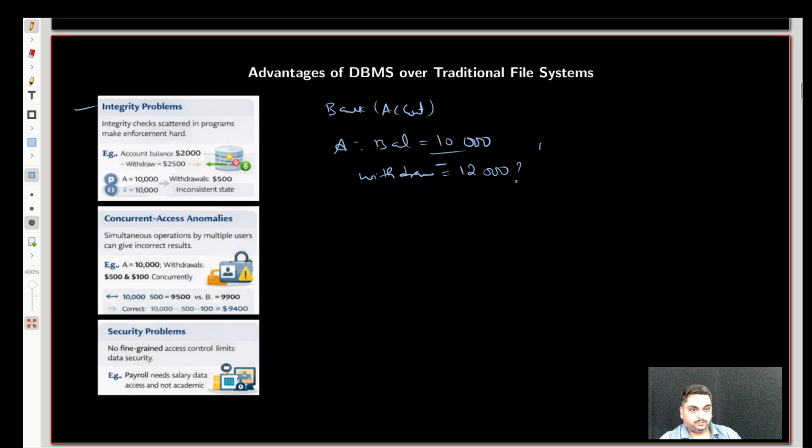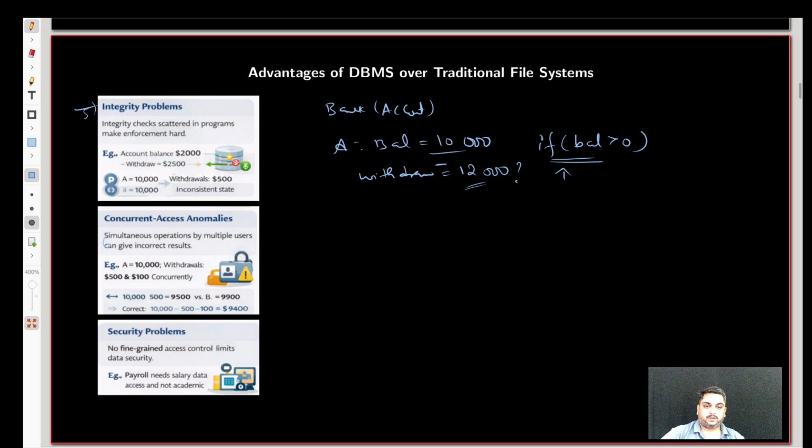Here you have to check the constraint. What is the constraint here? For example, as long as the balance is greater than 0, only then can I perform this operation. Such constraints are called integrity constraints. You will learn them in depth in the further theory concepts. This has to be ensured, but it is difficult to enforce integrity constraints in a file system. That's why you go for a database management system.